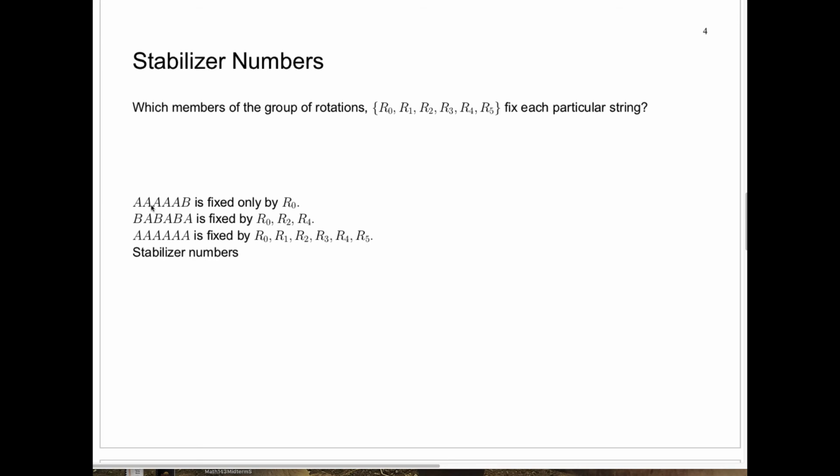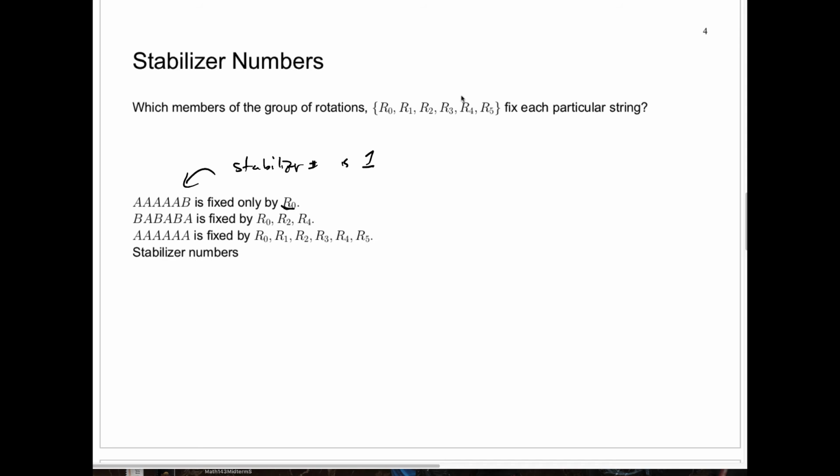Look at this string AAA, AAB. R naught, the identity, certainly fixes it. The identity fixes everything. It leaves everything exactly the way it was before. But any of the other rotations will turn this into a different string. So the stabilizer number for this string is just 1. And the set of rotations that fix it is called the stabilizer group for that string.